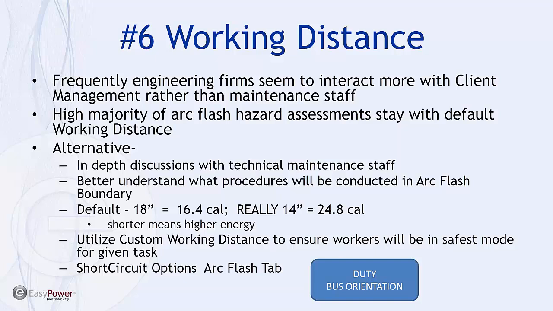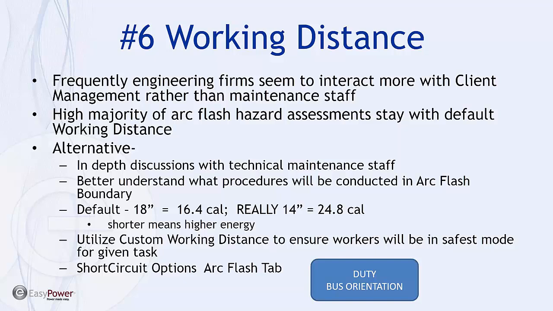The significance there is the more interaction that the person conducting the study, and specifically the people collecting data, have with the maintenance team and the people that actually have to do the work on the equipment, the better the data collection process will be, and the better the understanding of what procedures will be conducted in the arc flash boundary. So the example I'm going to show is by using the default of 18 inches. In one case, for one bus, we come up with a 16.4 calorie rating.